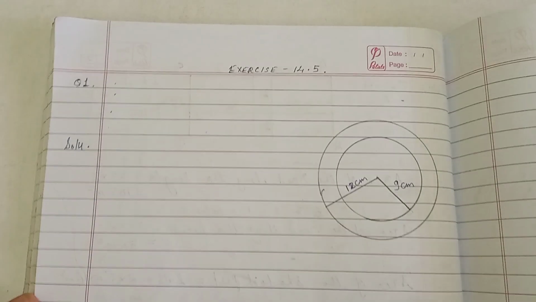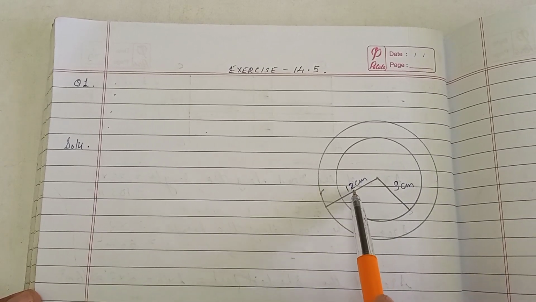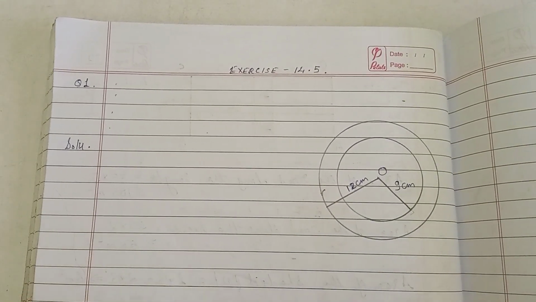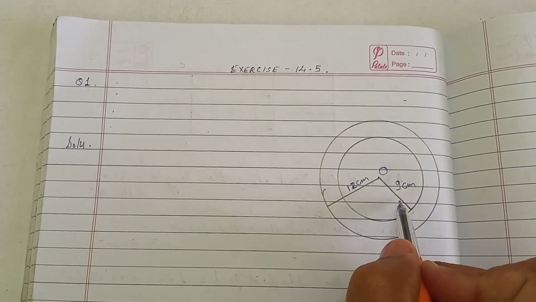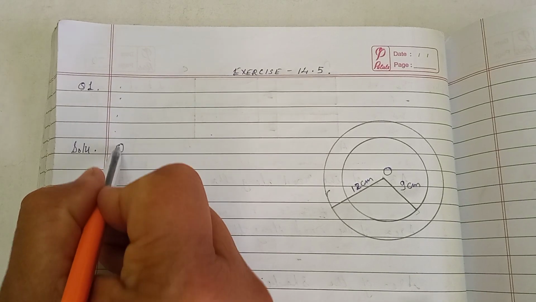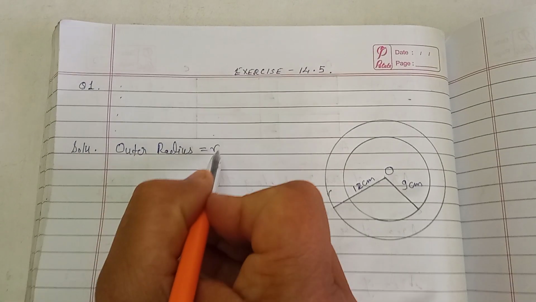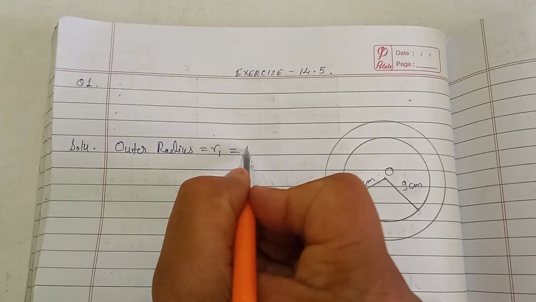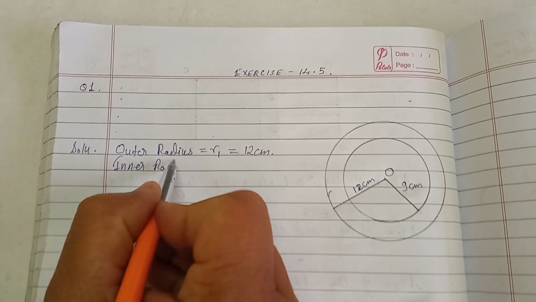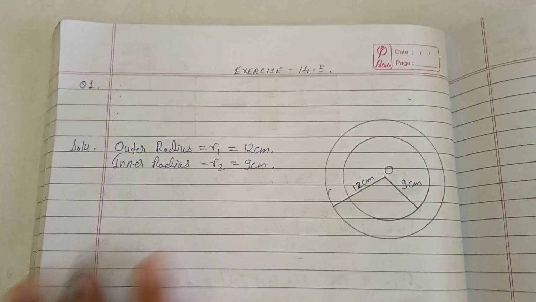Just see. As it is said concentric circles, therefore you have to draw two radii. In the question it was said one is 9 centimeter and the other is 12 centimeter. You make a center as O. Now, two radii are given. This is the inner radius and this is the outer radius. We will write the outer radius equal R1. Outer radius R1 is 12 centimeter. Then the inner radius we will take as R2, that is 9 centimeter.